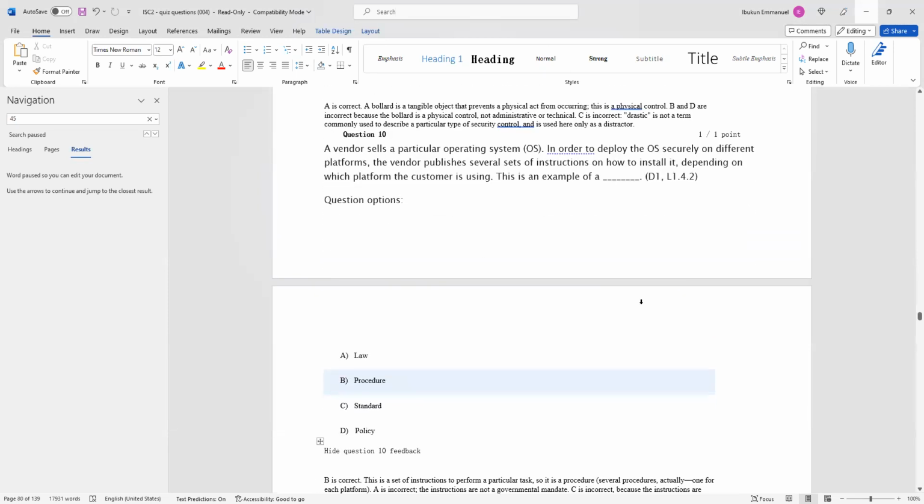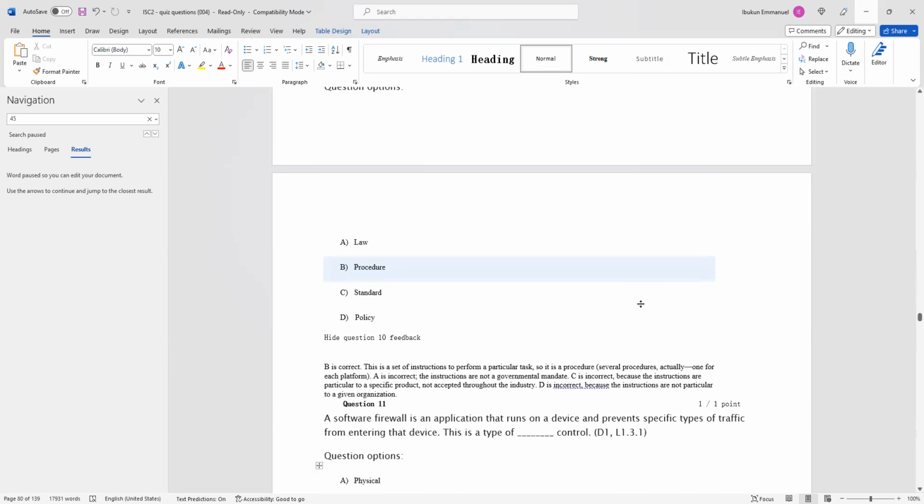A vendor sells a particular OS, operating system. In order to deploy the OS securely on different platforms, they publish several sets of instructions on how to install it, depending on which platform. That is an example of a procedure manual, really. Step-by-step instructions. That is what a procedure manual is, a procedure.